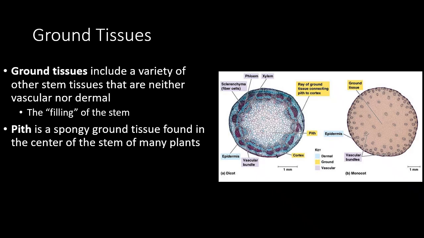One that's useful to know about is pith. This is a spongy ground tissue that's found in the center of the stems of a lot of plants, especially dicots. And you can see that this dicot stem on the left-hand side has the whole inner portion of the stem inside of those vascular bundles filled with pith, spongy tissue.